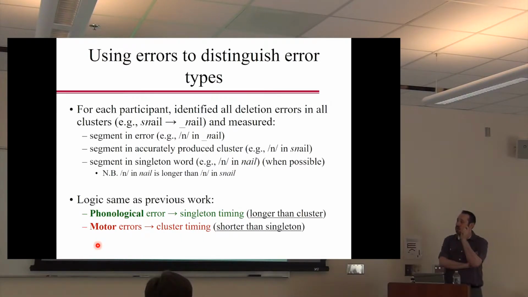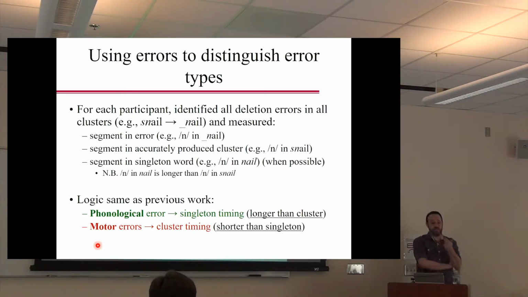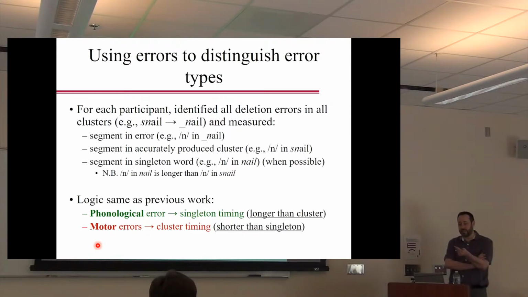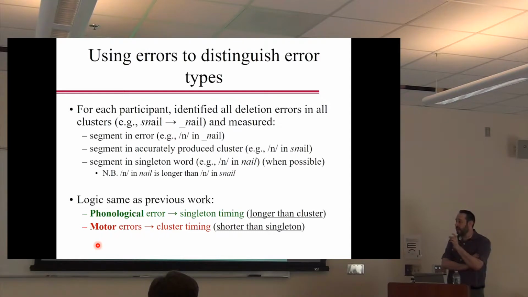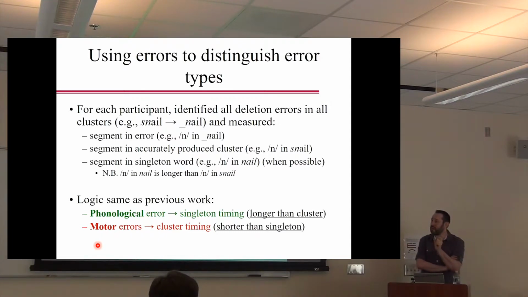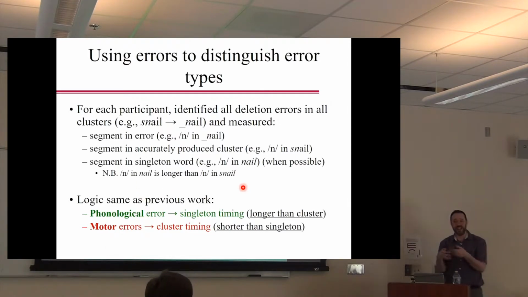So we were able to look at the duration of the sound when the word was wrong, when the S was deleted, the duration of the sound when the word was right, and also the duration of the sound in a singleton. So in English, as happens in a lot of languages, in a consonant cluster, like at the beginning of the word snail, that N in snail is shorter than the N in nail. The N in nail, the N as the singleton, is longer than the N in a cluster, mostly because of overlap in how these things are produced.